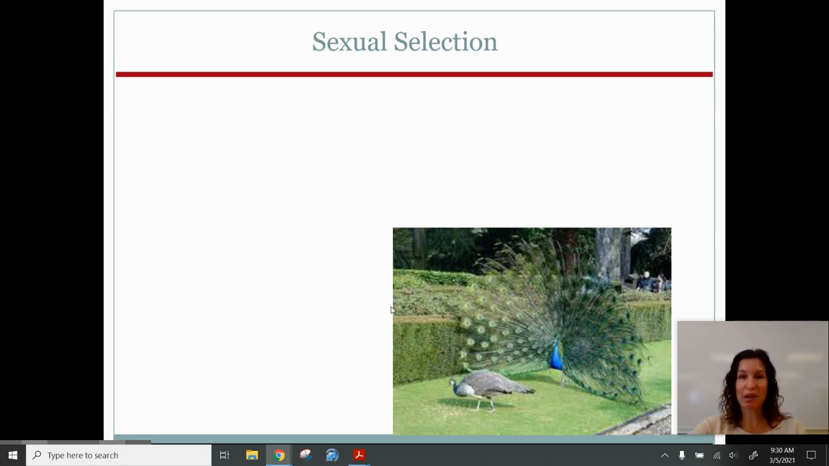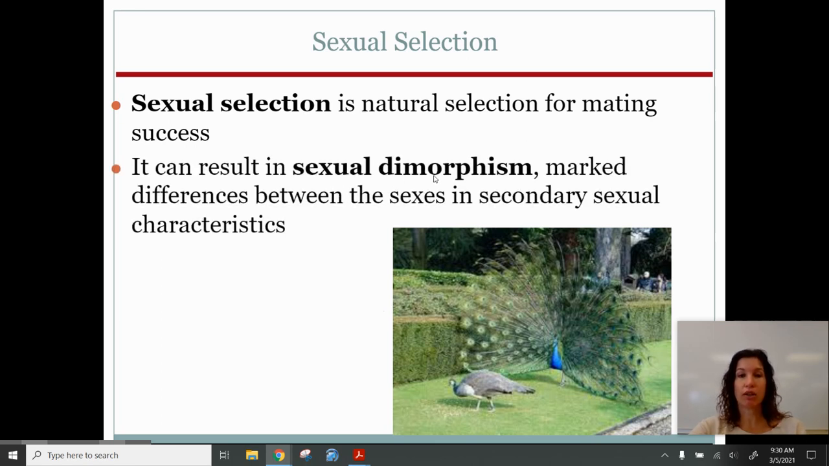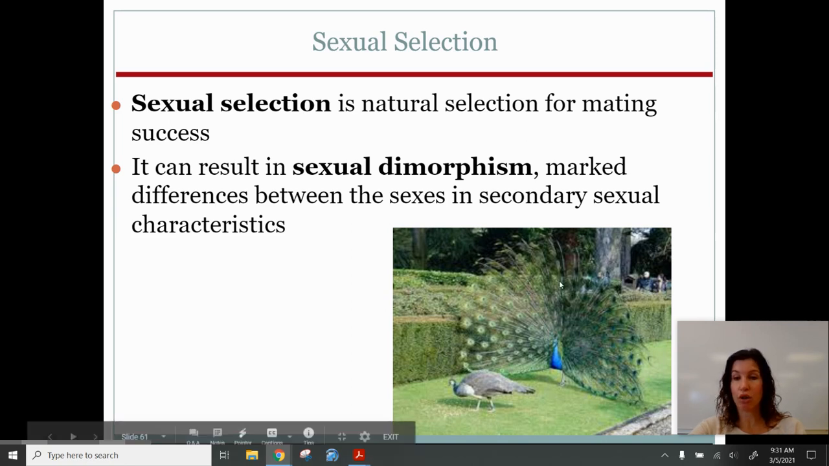All right, last thing we're going to talk about is sexual selection. It's natural selection for mating success. It can result in sexual dimorphism. Di is like 2. Sexual dimorphism is marked differences between the sexes in secondary sexual characteristics. We see this a lot in birds, where the male is a lot showier. Here's a peacock, right? It has all these bright feathers, they're bright blue. This is the peahen. That's a female, and you can see she's very plain.